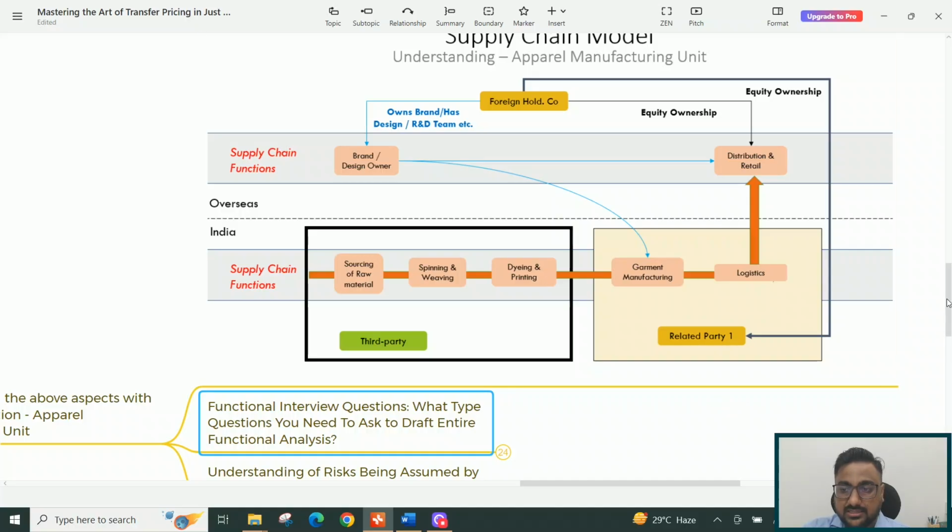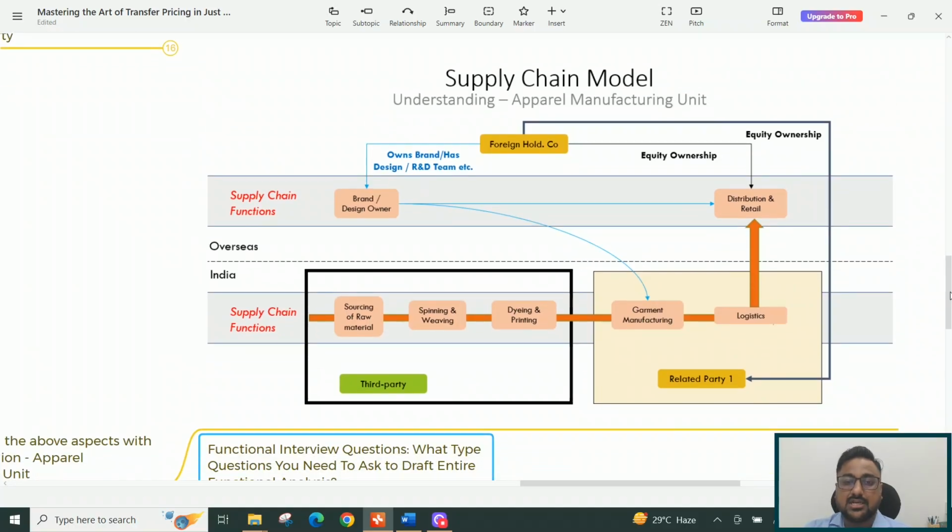What I said is that when you go for a functional analysis, you should have clarity on the supply chain model of that particular business before getting into the functional interview, or before framing the questions around that. You should have an idea about what your client is doing on a very 20,000 feet, or broad, view, and you should also understand the supply chain model, because that's an important part, right? Unless you, as a consultant, know the basic parts of the supply chain model, you won't be able to undertake a proper transfer pricing analysis.